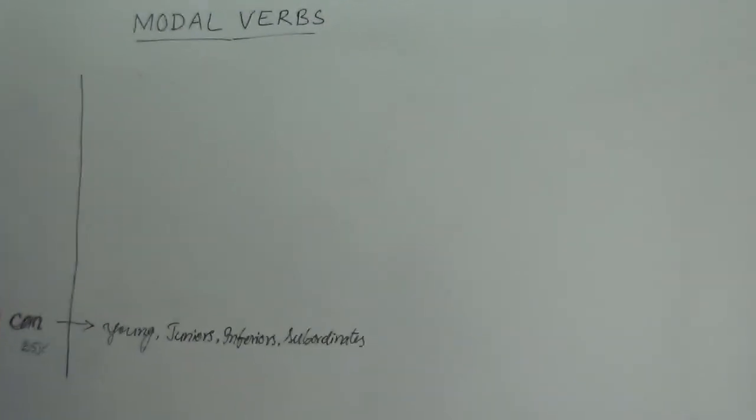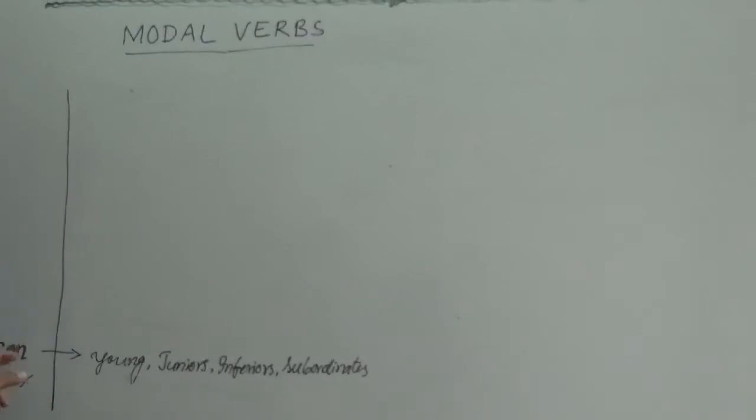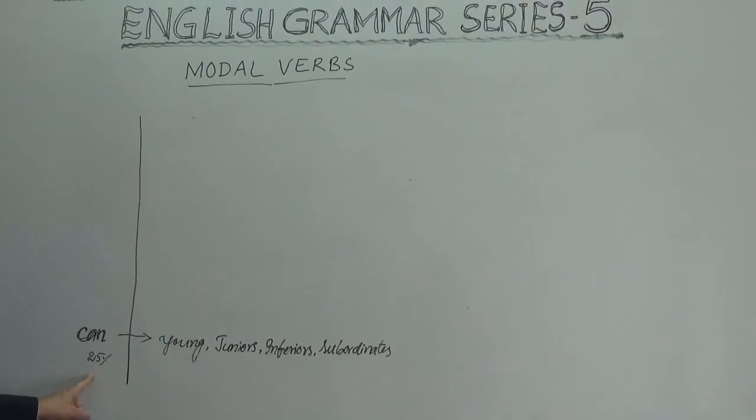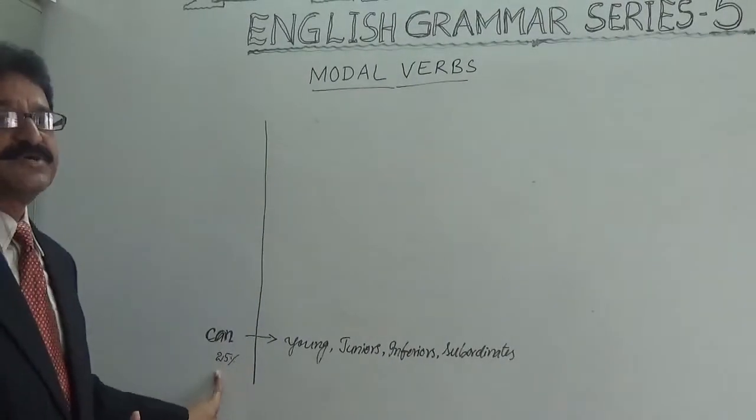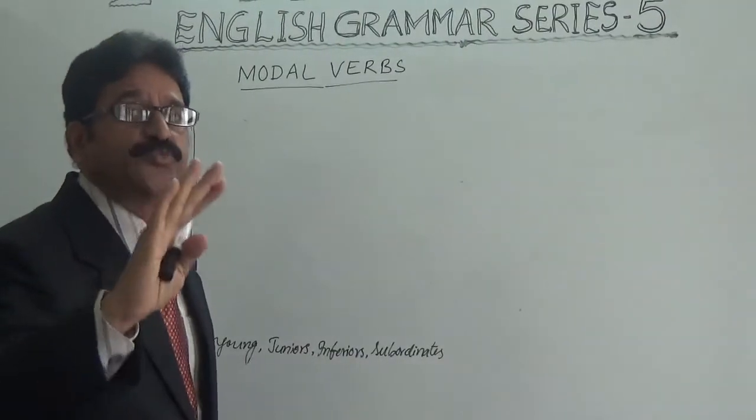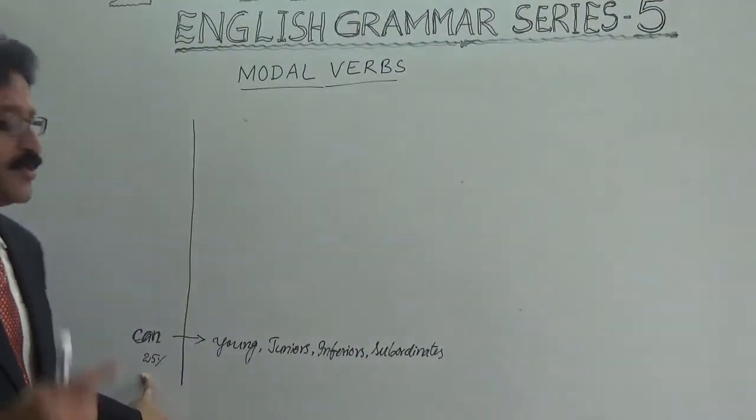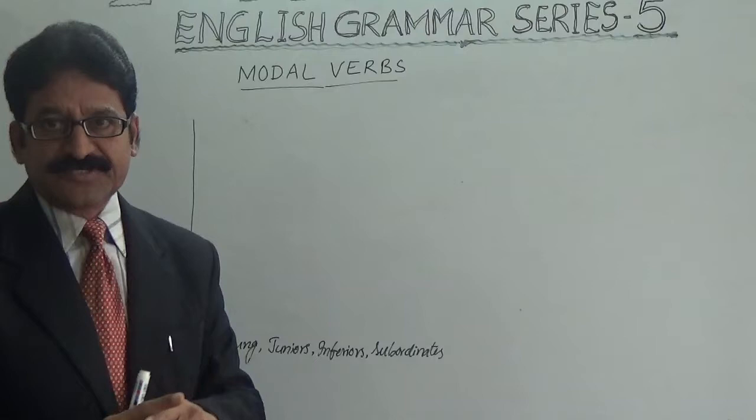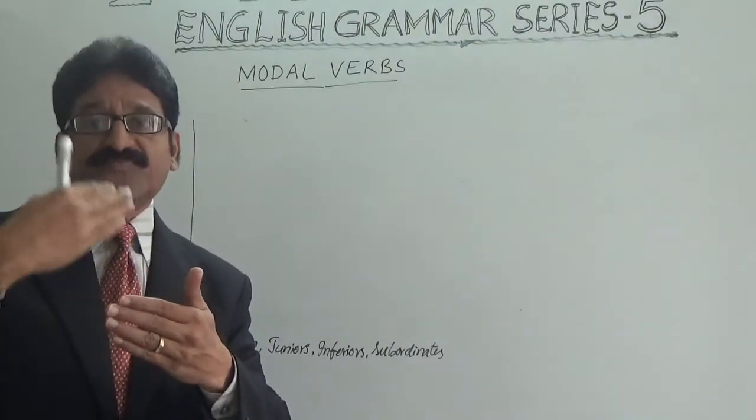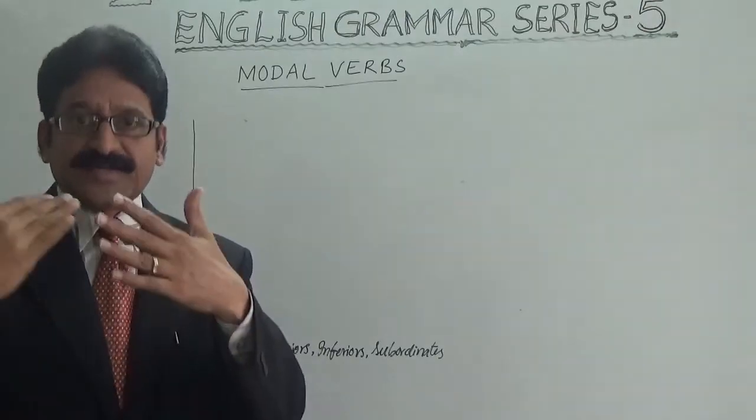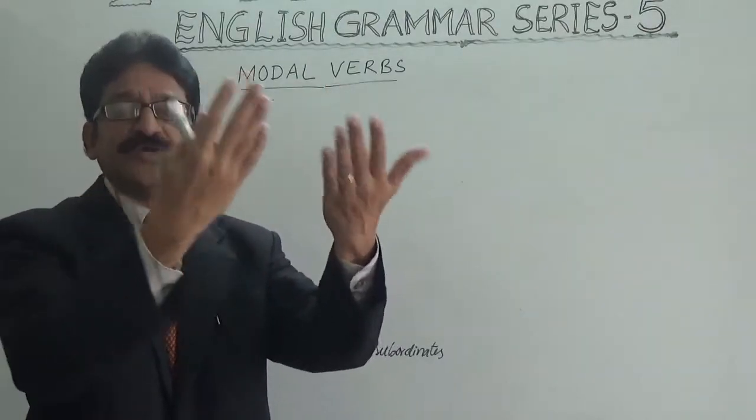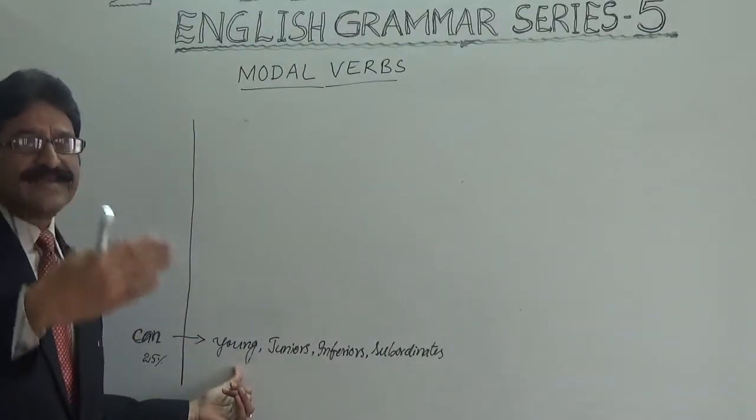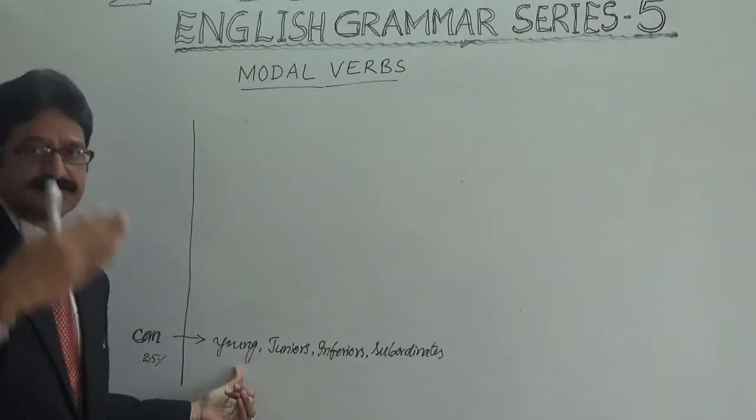We know that can is a modal verb which can be used in polite expressions. In the first level, here I showed 25%. This 25% represents the respect which we provide to the opposite person. When you use can, you are giving 25% respect to the opposite person. That means you are keeping 75% with you. That means when we are speaking to younger people, for example, younger sisters, younger brothers, something like that.